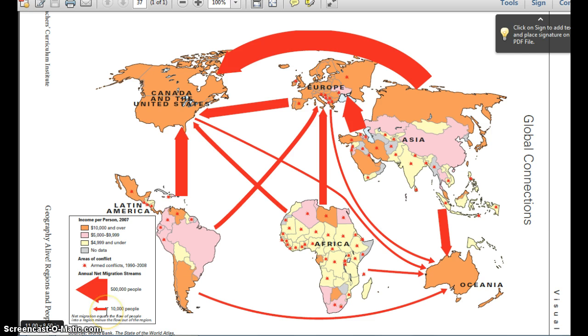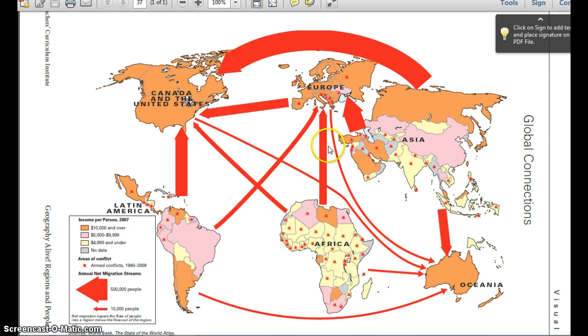Smaller arrows, less people. So for example, if we look at Asia here, we see a large arrow moving towards the United States. That means we're looking at 500,000 plus people. As opposed to the United States moving to Oceania, we see this is represented by a thinner arrow, all right, which means that it's probably 10,000 people. So the larger the arrow, the more people that are moving. The thinner the arrow, the less that people are moving.